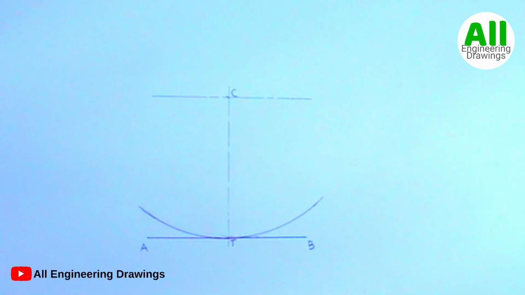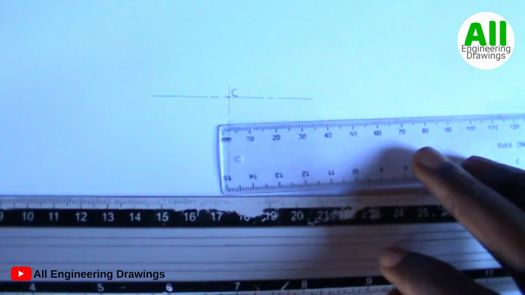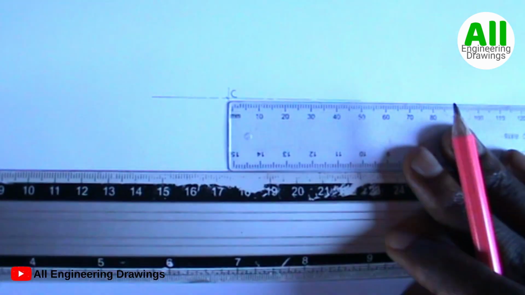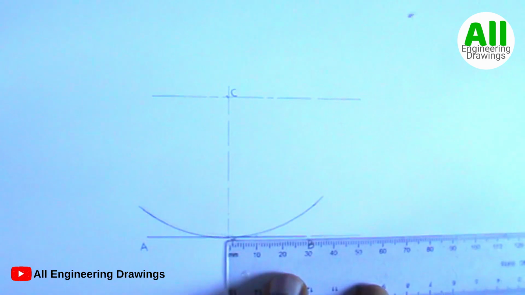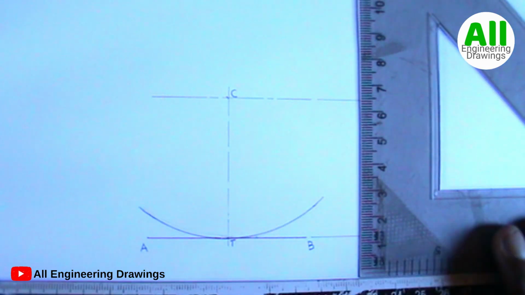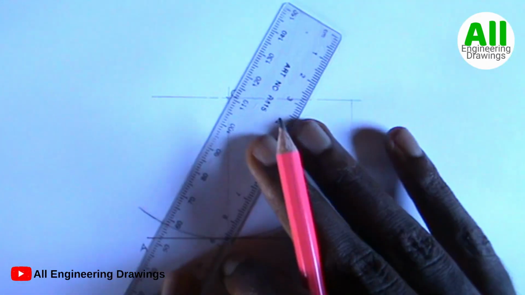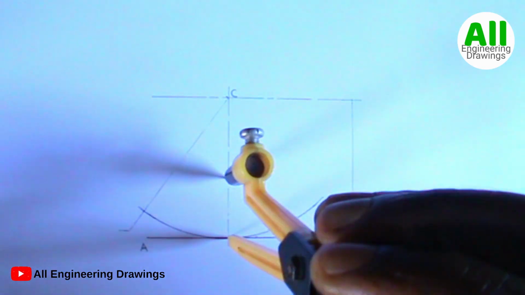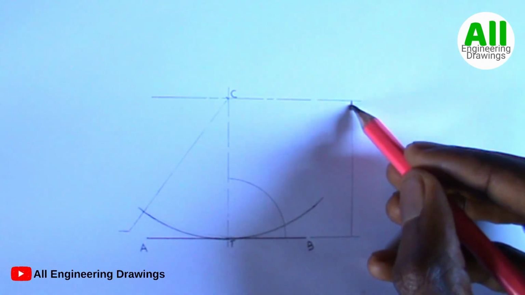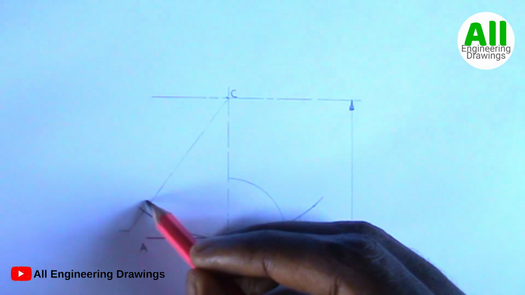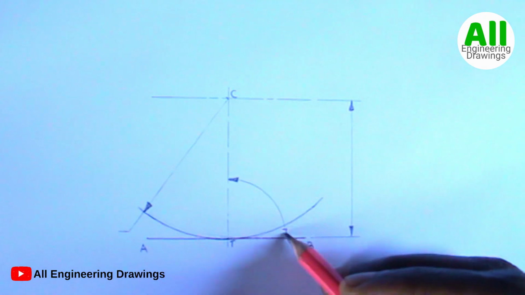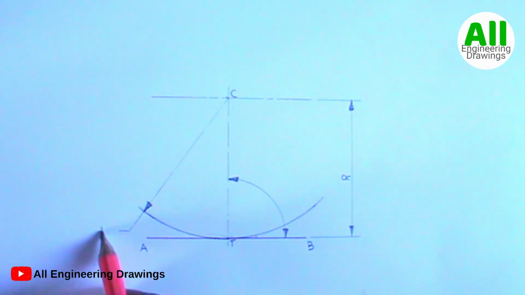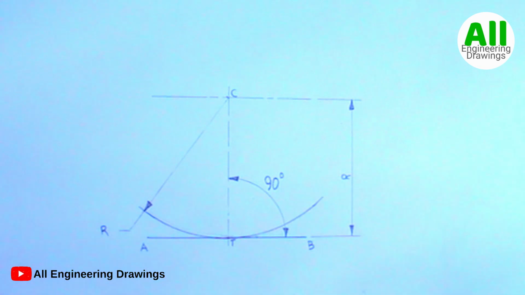So we are done with the arc. So now we just dimension or label the work. We are done with the drawing.